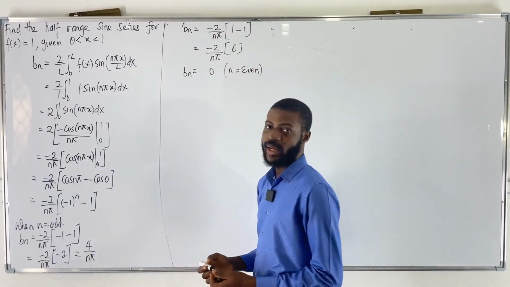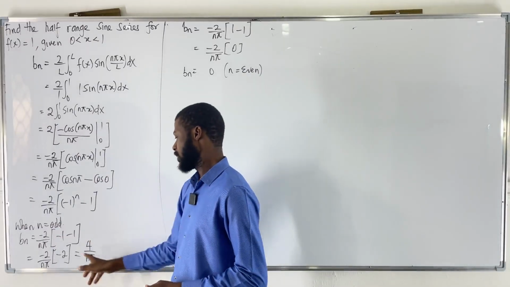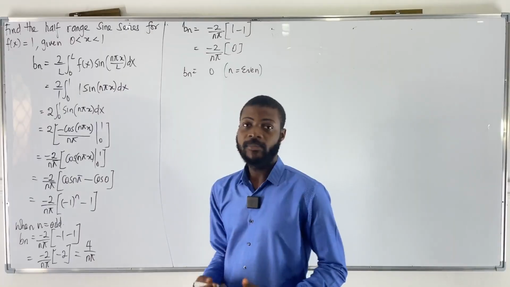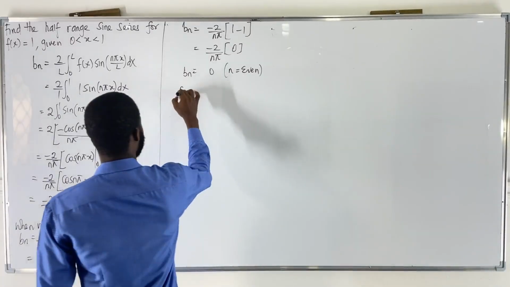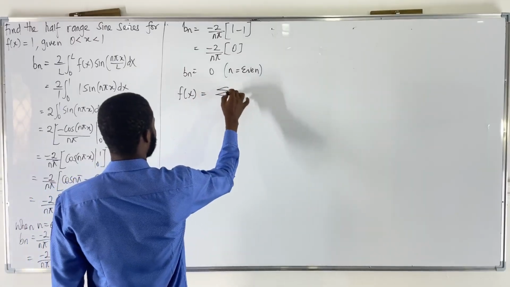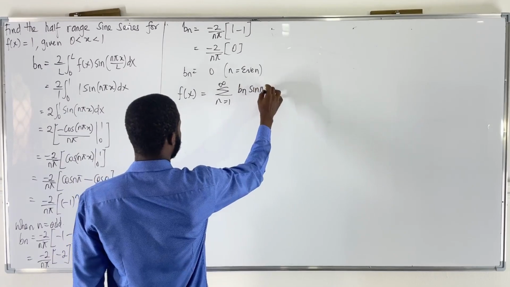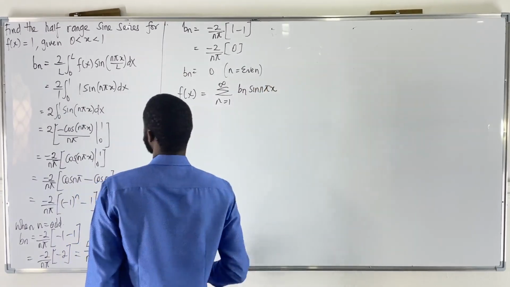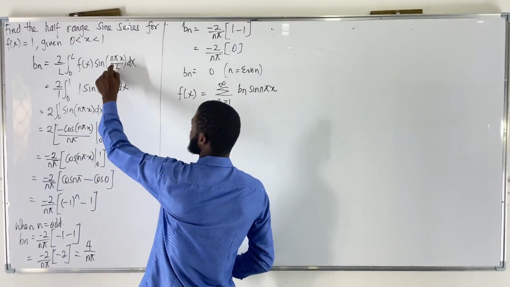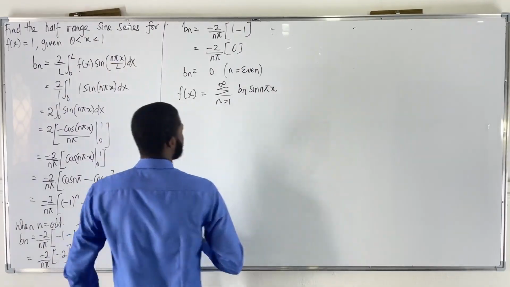So this means that when n is even, our b sub n will be 0. Then when n is odd, our b sub n is 4 over n pi. Now with this, we can find our Fourier series for that very function. So f of x is the sum from n equal to 1 to infinity of b sub n sine n pi x. Normally, I would have said over L, right? But since L is 1, let's just skip that because anything over 1 is that same thing.